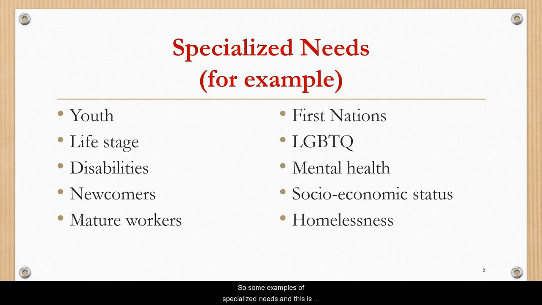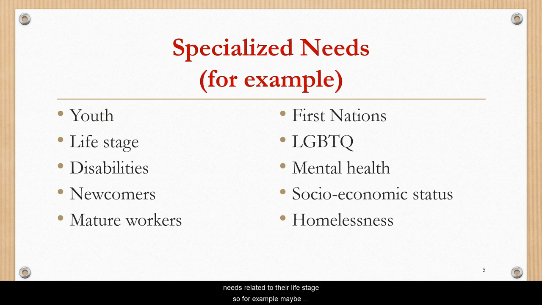So some examples of specialized needs, and this is by no means a complete list, but it does cover a great many of the types of needs you might encounter working in the field. So working, first of all, with youth, and this could be considered to be pretty much anybody under the age of 20, and perhaps even in early 20s.